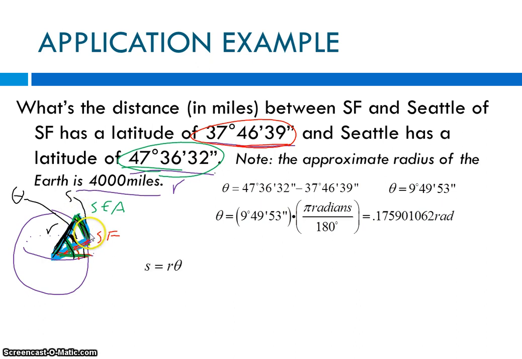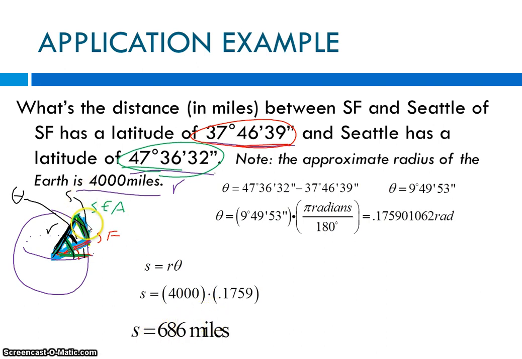Remember, we want to find the distance between San Francisco and Seattle, which is our arc length, our S. The formula for arc length is S equals R theta. Our R was given as 4,000 miles, and our theta we just found in radians. Remember, we had to first find the difference of the angles in degrees and then convert it to radians in order to use our formula. So I'm going to plug in our 4,000 and our 0.1759 for our theta, and I multiply those two numbers. Again, I'm not using just this abbreviated version. I'm using the whole thing in my calculator and multiplying it by 4,000, and I get approximately 686 miles.